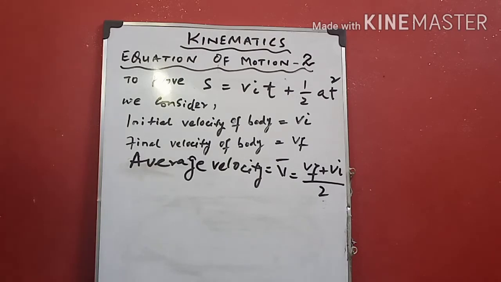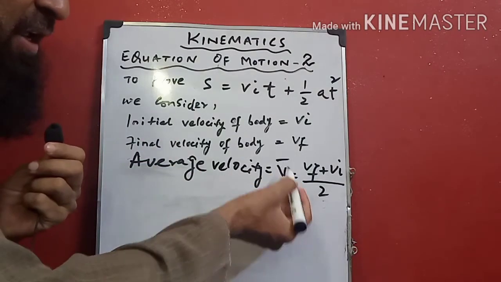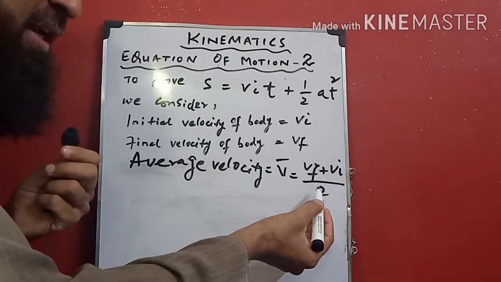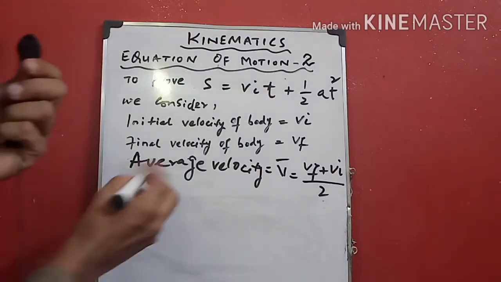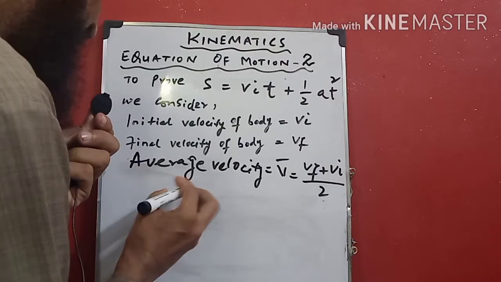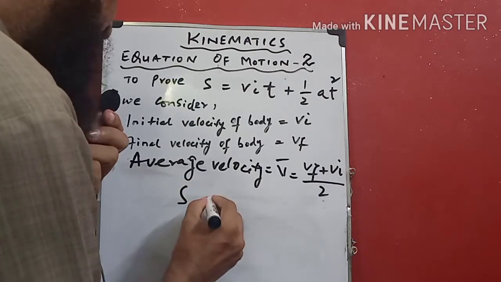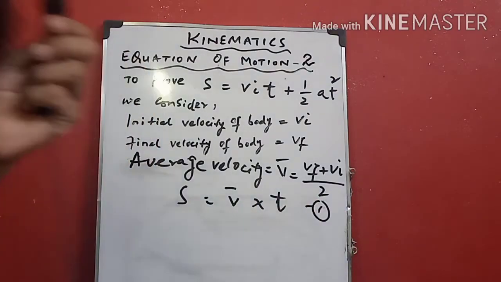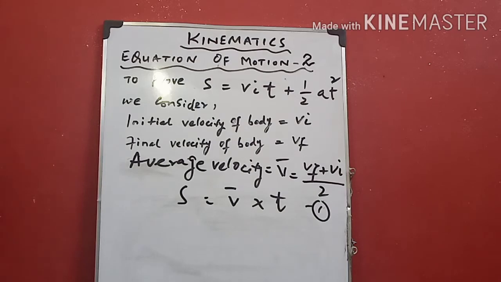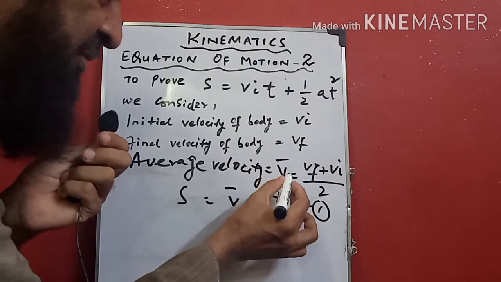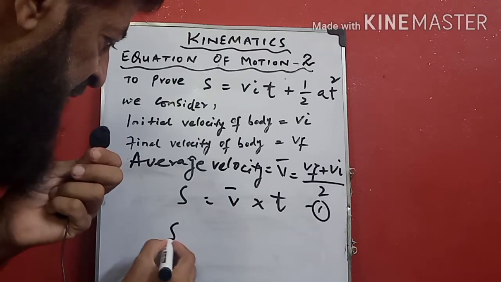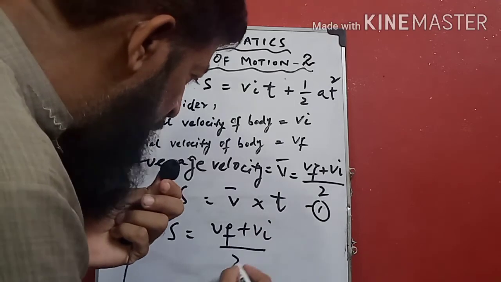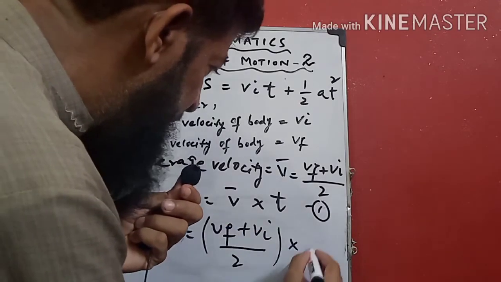That means the average velocity V bar equals the sum of the final velocity and initial velocity divided by 2. But in physics, the distance covered by the body S equals V bar multiplied by T. This is equation number 1. And now we put the value of V bar in equation number 1. This means S equals Vf plus Vi upon 2 into T.